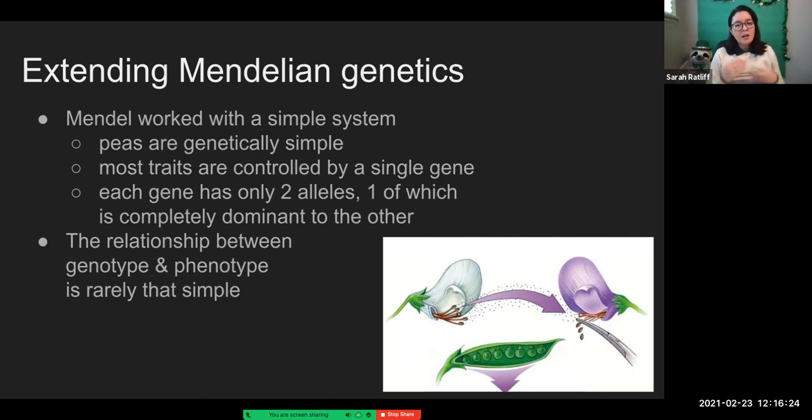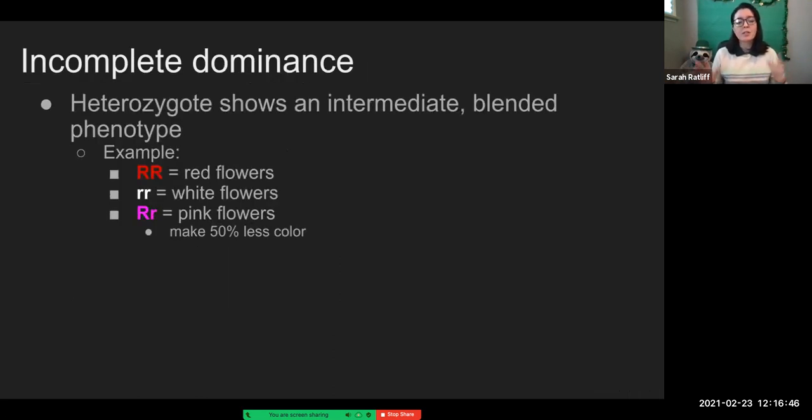But unfortunately, genetics is not that simple. Complex organisms like ourselves, other plants, other animals, we just have too much going on. It's never going to be that simple, black and white. So what we're going to look into are some of these exceptions to the basic complete dominance of Mendelian genetics. We're going to start off with something called incomplete dominance. Mendel focused on complete dominance. Now we're going to talk about something that's incomplete in terms of dominance.